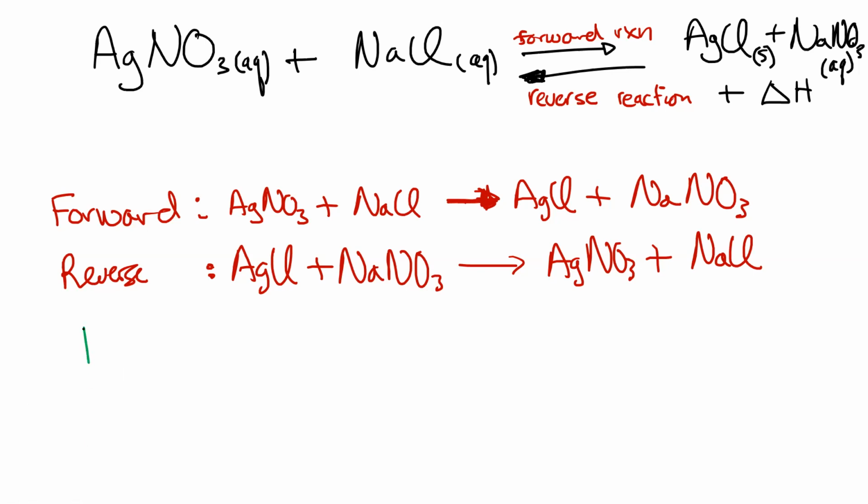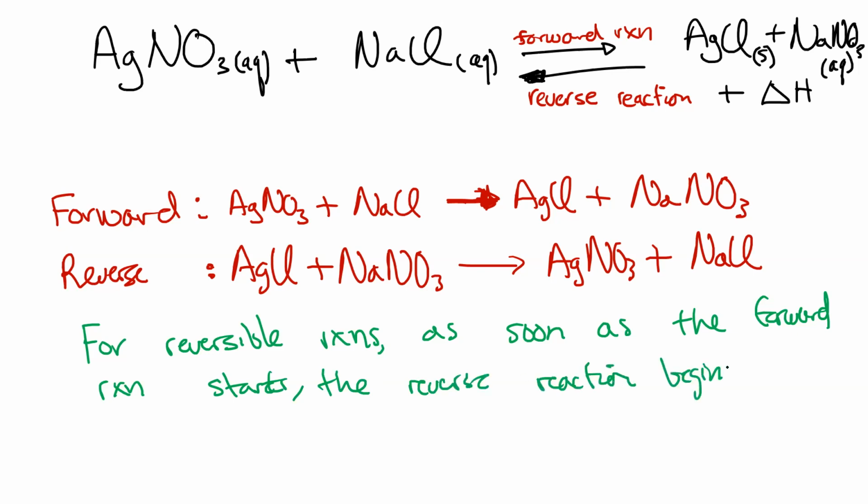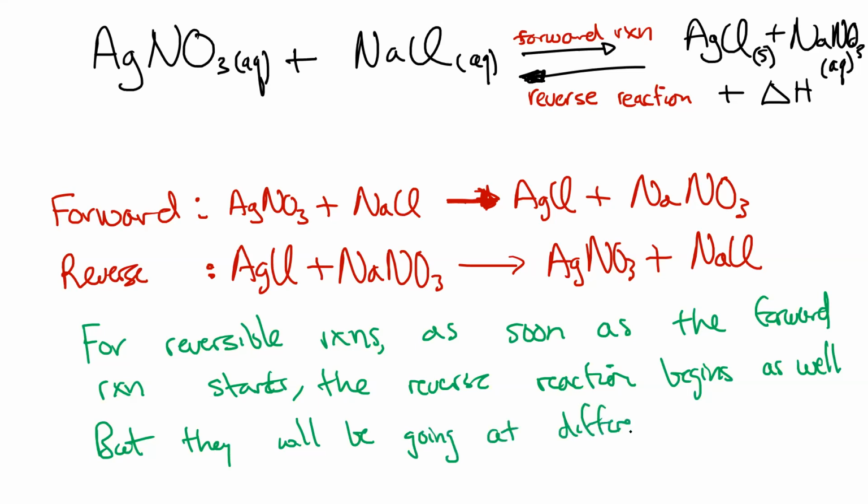Now, for reversible reactions, as soon as the forward reaction starts, the reverse reaction begins as well. But they will be going at very different speeds. They have to be going at different speeds, because to begin with, there's not going to be very much of the product to reverse back into the reactant initially. Anyone need more time with this slide?